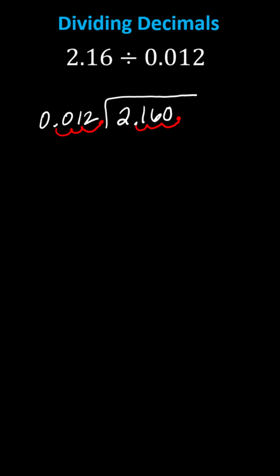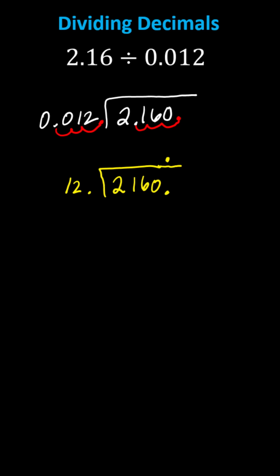Let's go ahead and rewrite this quotient as simply 2,160, where the decimal point is now to the right of the 0, divided by 12, where the decimal point is to the right of the 2. And before we start dividing, just in case it's needed, let's move the decimal point of the dividend up into the quotient. And now we divide like we normally do.